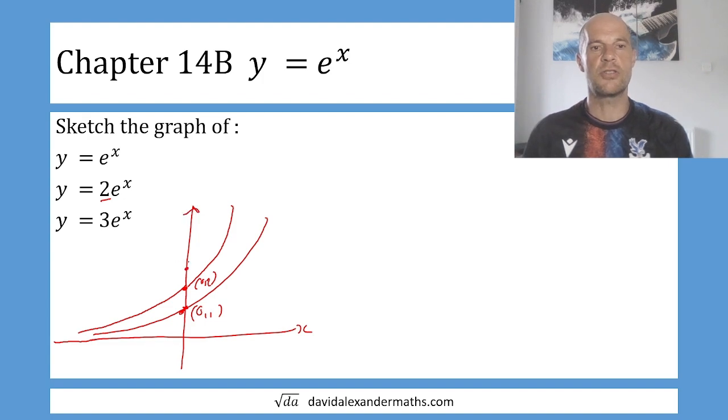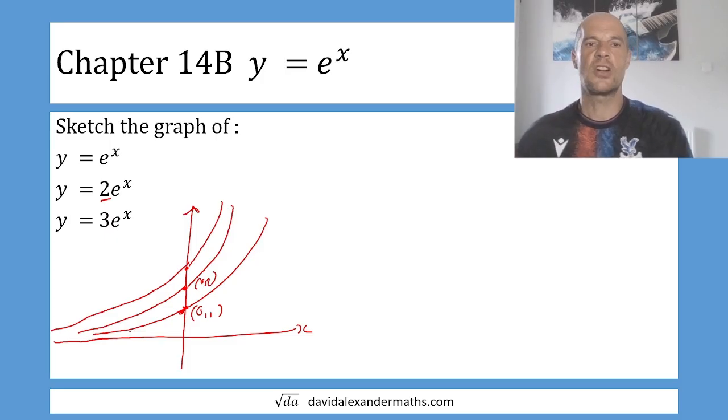So the y values will be tripled, so that is going to go through at 0, 3. And again, the x-axis will remain the asymptote. Notice that all of these lines, they don't cut underneath each other. That's because we have to triple all the y values.